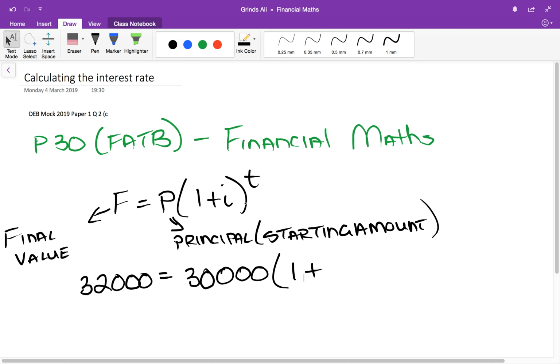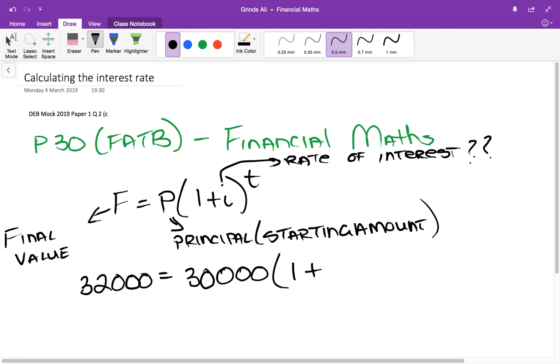I think it tells you that at the top. Let's see, up here. And i is the annual rate of interest. Is that alright? Yeah. So this i here is your rate of interest, which if you look at the question, find the annual compound rate of interest. Okay, so that's our big question mark. That's what we're trying to find.